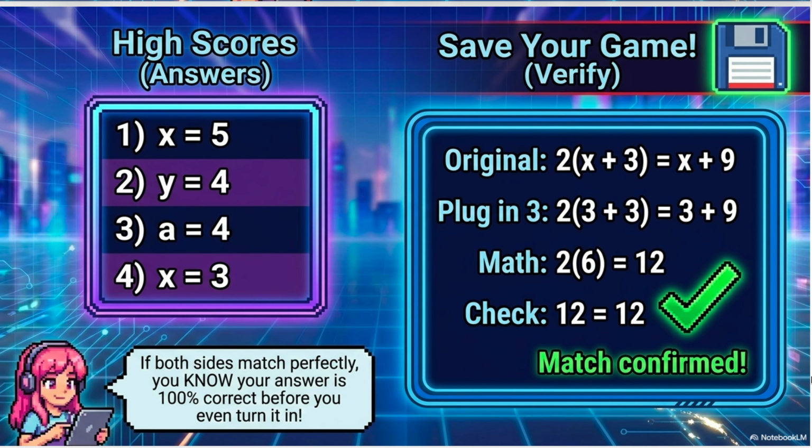Here are the answers. For the first equation, x equals 5. For the second equation, y equals 4. For the third, a equals 4. And for the fourth, x equals 3. And remember, it's always a good idea to check your answer by plugging it back into the original equation. If both sides match, then your solution is correct.